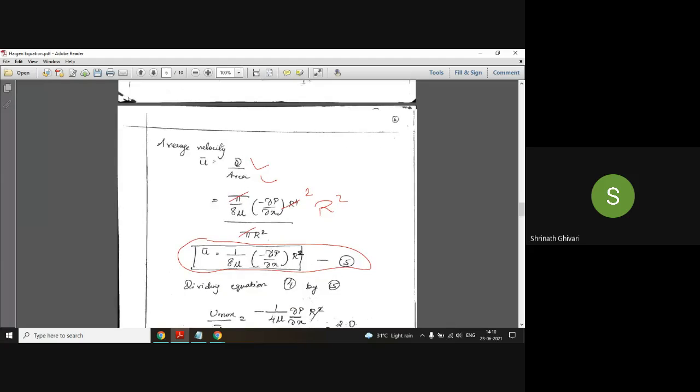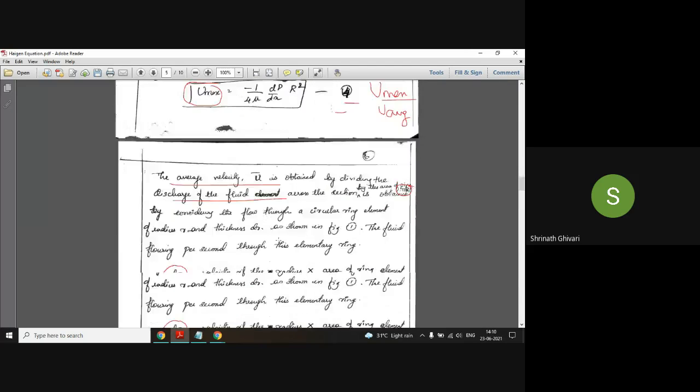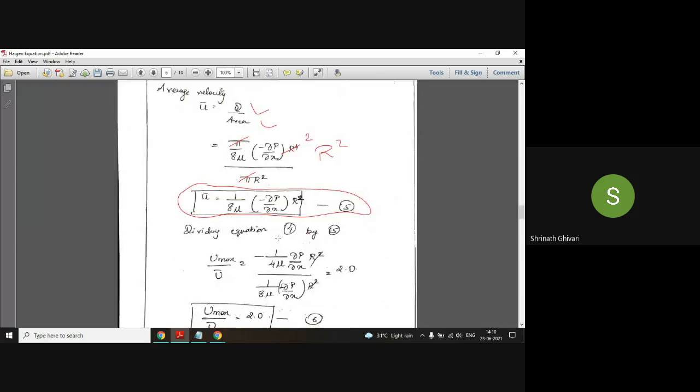So now what we want is the ratio of maximum velocity to the average velocity. So divide u max by u bar, that is equation 4 by equation 5. So minus 1 by 4 mu dou p by dou x R square, divided by 1 by 8 mu dou p by dou x into R square. So R square and R square get cancelled, dou p by dou x also gets cancelled, and because there is a minus here and also a minus there, it will become positive.